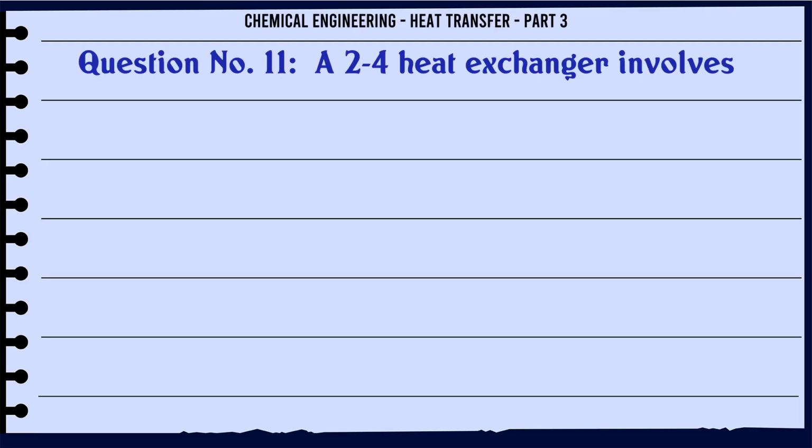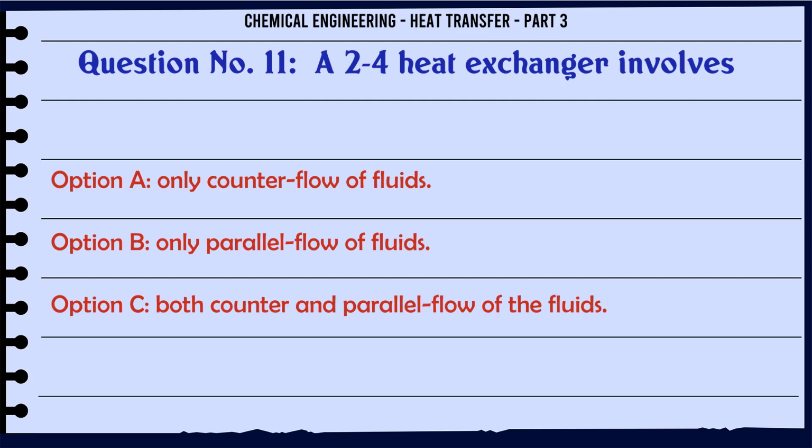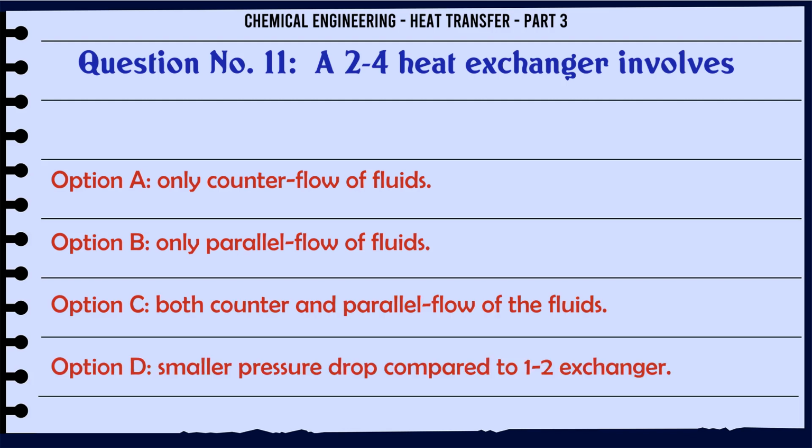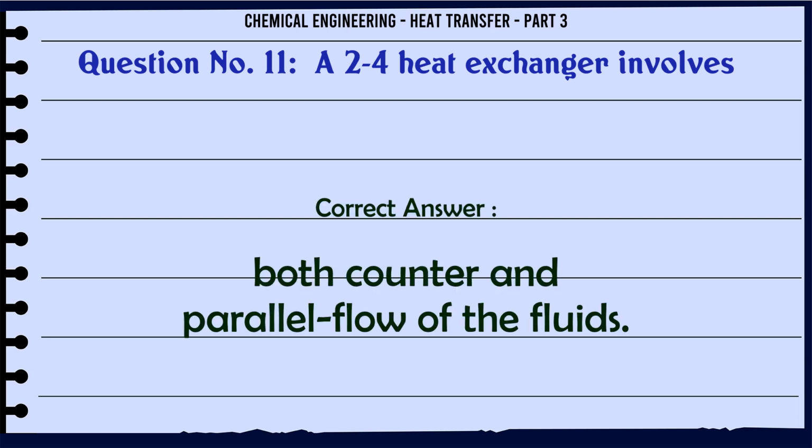A 2-2 heat exchanger involves A. only counter flow of fluids, B. only parallel flow of fluids, C. both counter and parallel flow of the fluids, D. smaller pressure drop compared to 1-2 exchanger. The correct answer is both counter and parallel flow of the fluids.